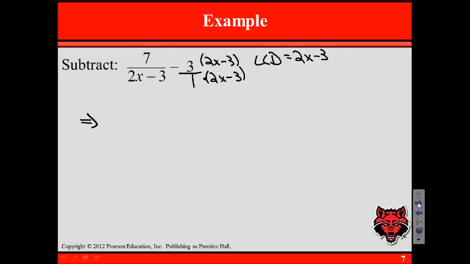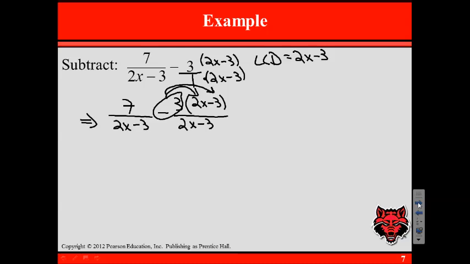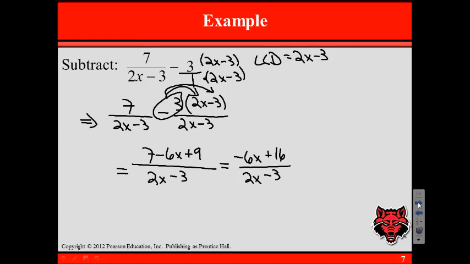So let's rewrite our equivalent fractions. We have 7 over 2x minus 3 minus 3 times 2x minus 3 over 2x minus 3. Now remember, we would treat this like a negative 3 as we distribute into this binomial. So because we have a least common denominator, we can write that 1 time 2x minus 3. And in the numerator, we have 7, and we distribute the negative 3. Negative 3 times 2x is negative 6x. Negative 3 times negative 3 is a positive 9. So we combine like terms, and that gives us negative 6x plus 16 all over 2x minus 3.